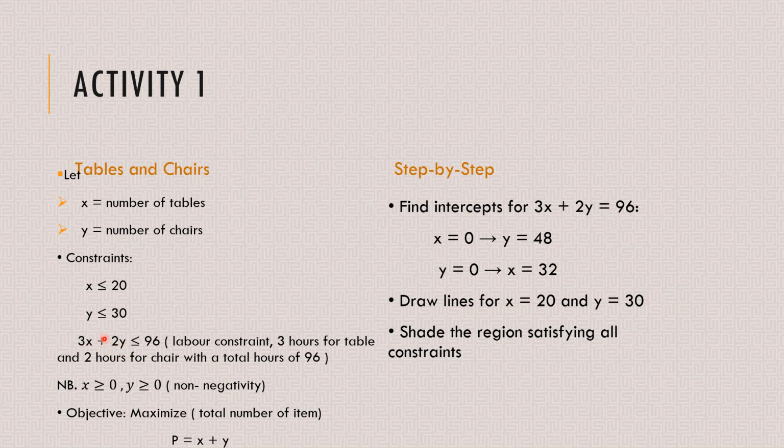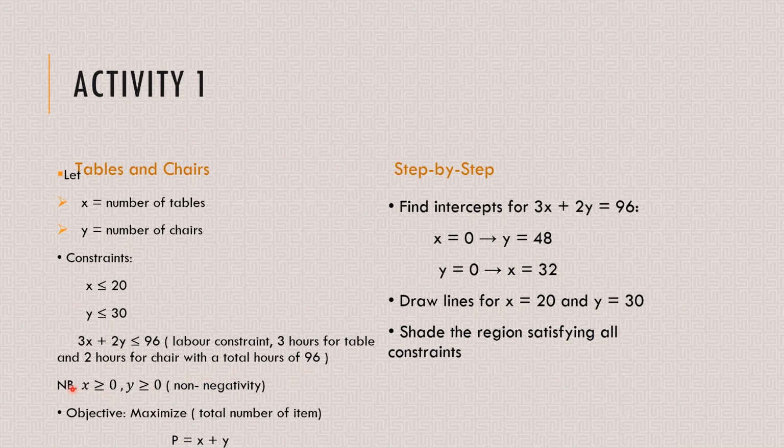So it means that when I combine these hours of production, that is 3x plus 2y, where x represents the number of tables produced and y represents the number of chairs produced, my hours of production will be less than or equal to 96 hours. That means it won't exceed 96 hours. So here the labor constraint is 3 hours for a table and 2 hours for a chair, with a total of 96 hours.